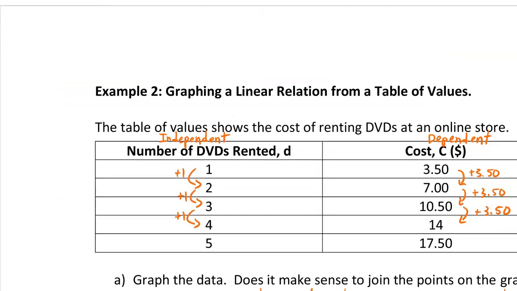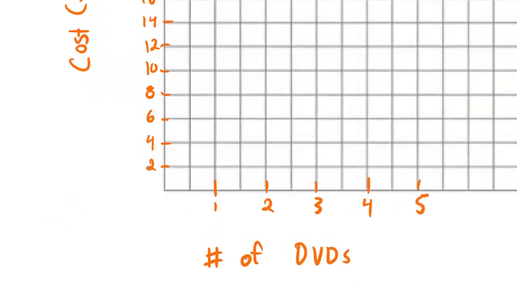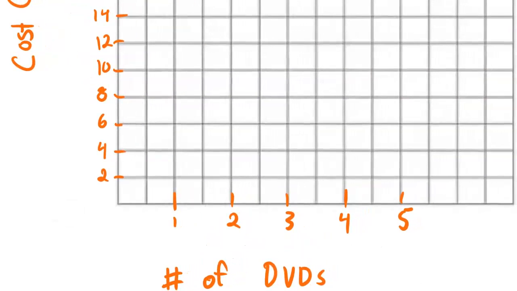When we had our first DVD, it cost $3.50. So I'll go back to my graph. The first one, well, 3 would fall right in the middle. So we're going to assume it's halfway in between that. So 3/4 of the way up that line. So our first point is going to go right there.